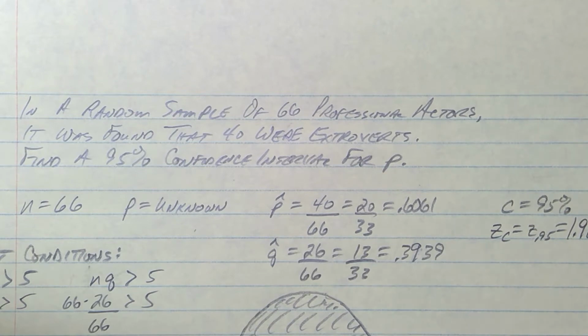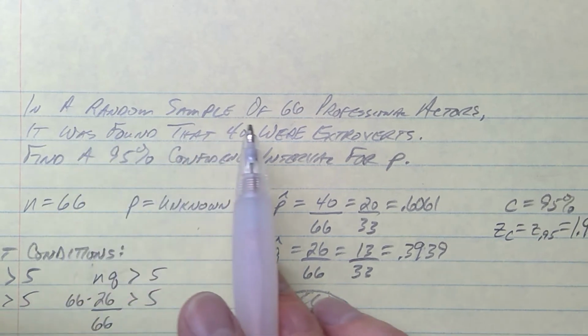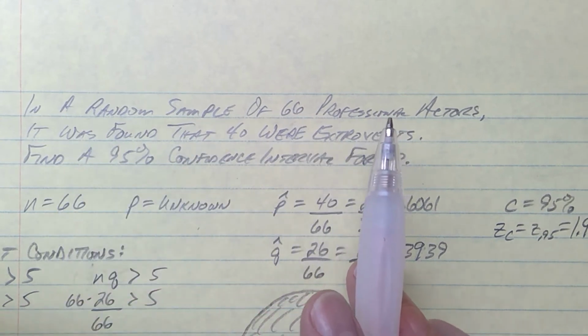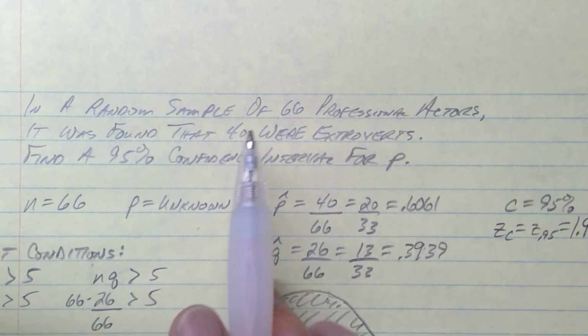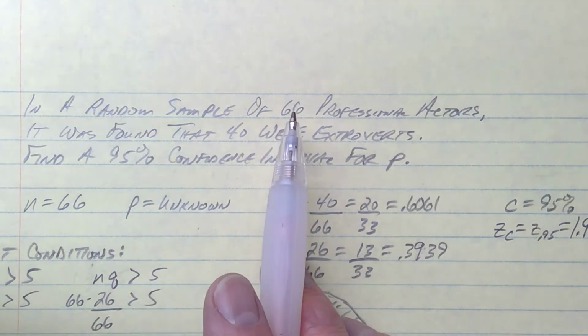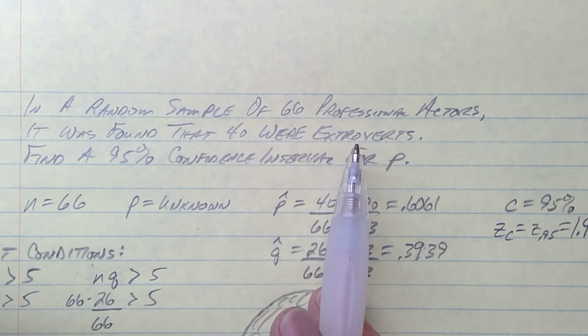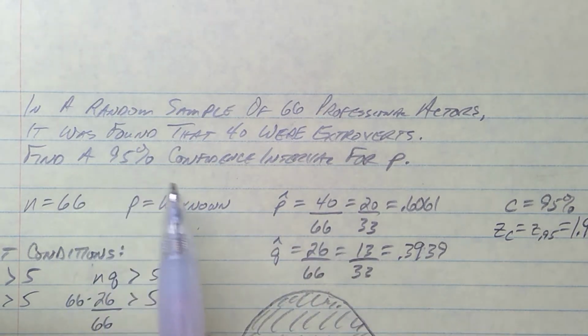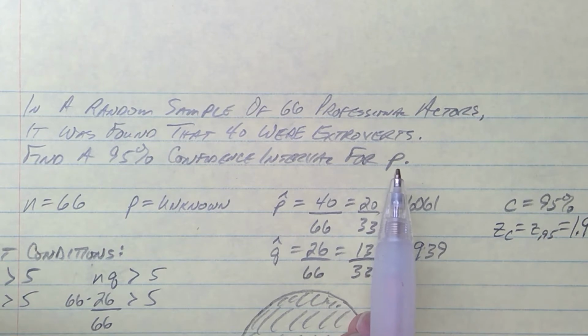All right, I'm going to work one out here, and then I want you guys to work one. So let's work this one together. In a random sample of 66 professional actors, it was found that 40 of these 66 were extroverts. That means outgoing. They're not shy or anything. Find a 95% confidence interval for what we think the true proportion is.